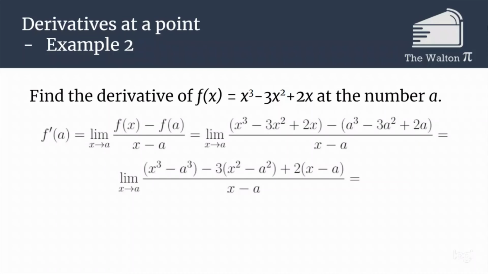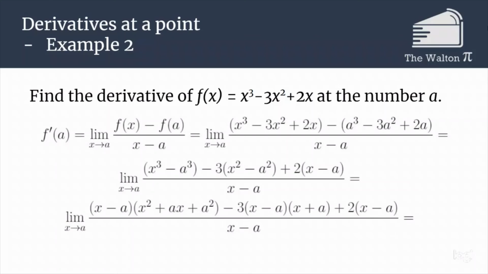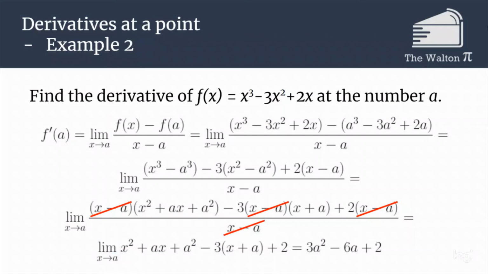We now want to try and factor out an x minus a from every single term, and it turns out we can do that. We get x minus a times x squared plus xa plus a squared, minus 3 times x minus a times x plus a, plus 2 times x minus a. Again, we are going to be able to cancel an x minus a from every term, and so we're left with just the limit as x goes to a of x squared plus xa plus a squared minus 3 times x plus a plus 2, and that again also is going to give us 3a squared minus 6a plus 2. So you see, it doesn't matter which one you do, but they both are going to give us a valid answer.